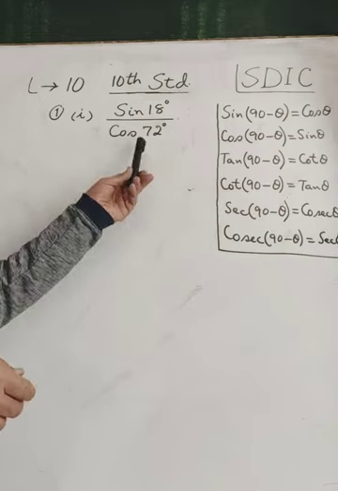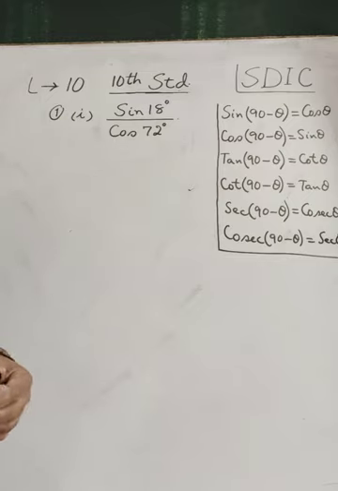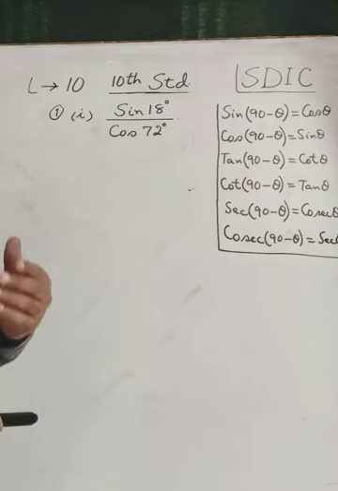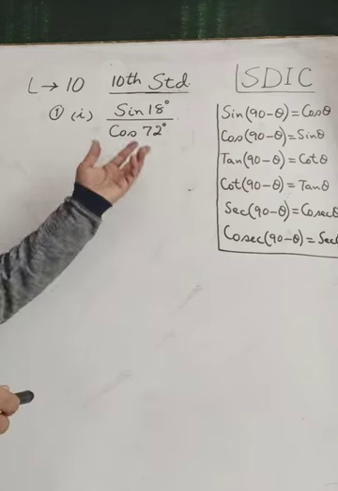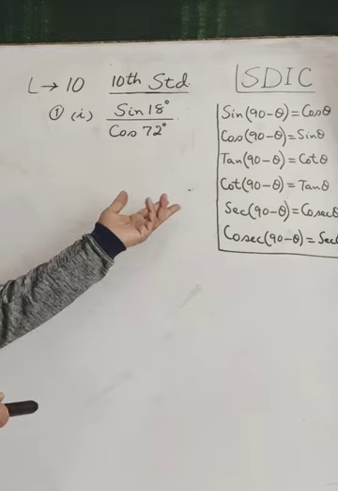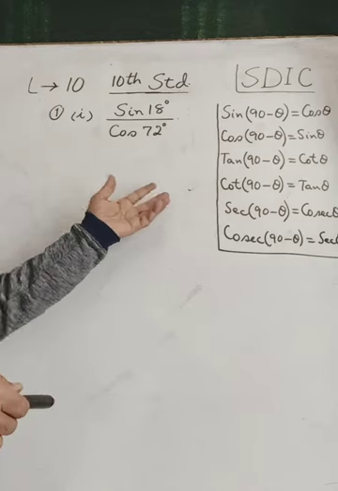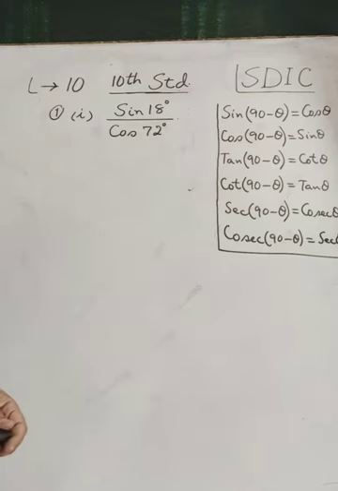Whenever you have such questions where those specific angles are not involved, you will have to use these relations of complementary angles to solve them. Remember what we did in case of specific angles? We used the values from the table. Now, we do not know the value of sine 18. We do not know the value of cos 72. So the value cannot be put. We have to solve this, therefore, by using trigonometric ratios of complementary angles.